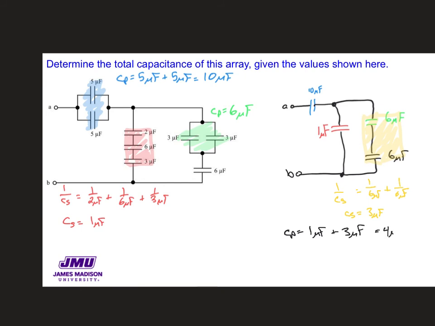That's a total of 4 microfarads, and 4 microfarads is in series with that 10 microfarads, which if we run through the series equation and we're careful, we should wind up with the total equivalent capacitance in this one coming out to, I get 2.857 microfarads.